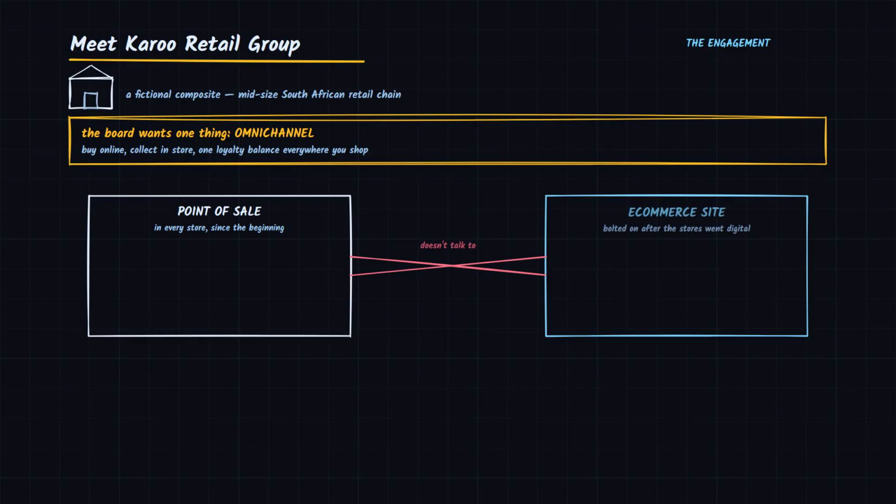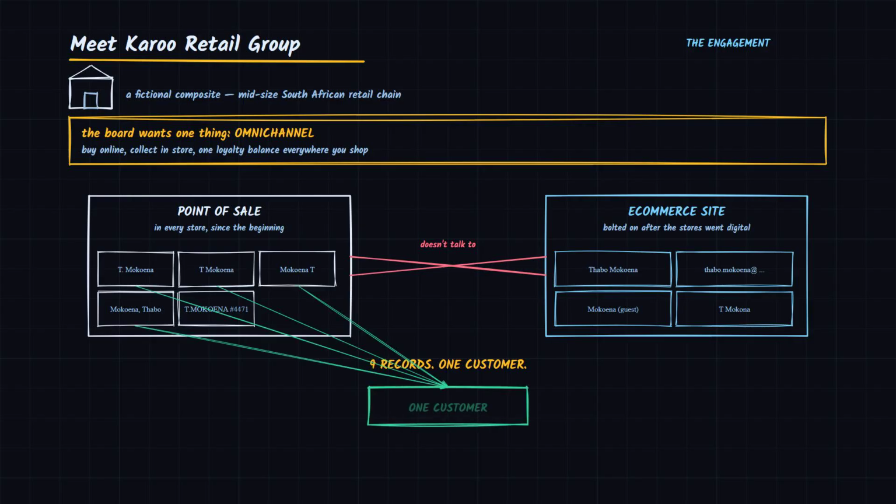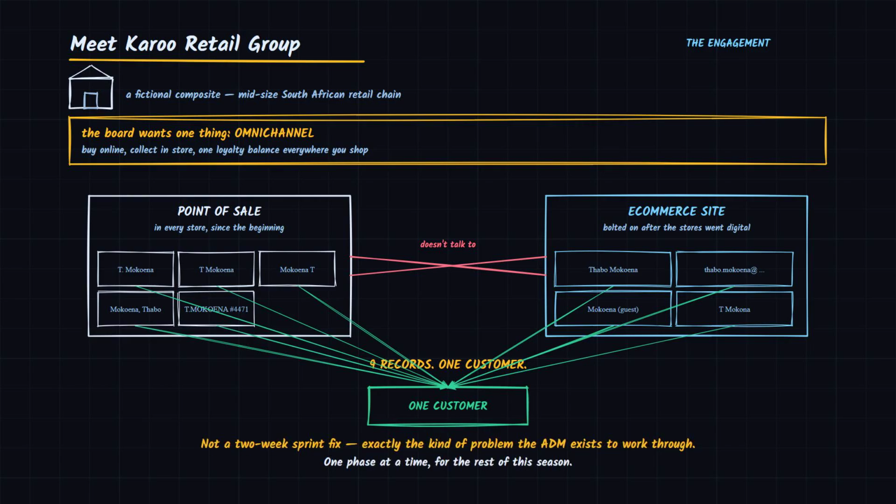The problem is, the point-of-sale system doesn't talk to the e-commerce site, which was bolted onto the business well after the stores went digital. And between the two of them, there are 9 separate records for what should be one customer. That's not a problem you code your way out of in a 2-week sprint. That's exactly the kind of problem the ADM exists to work through, one phase at a time, and it's what we'll be doing for the rest of this season.